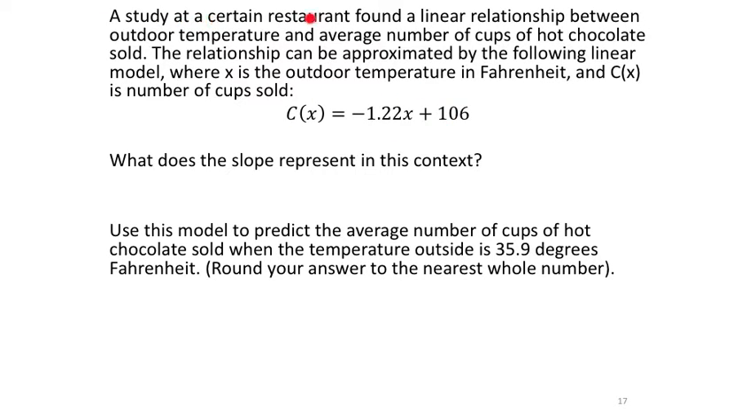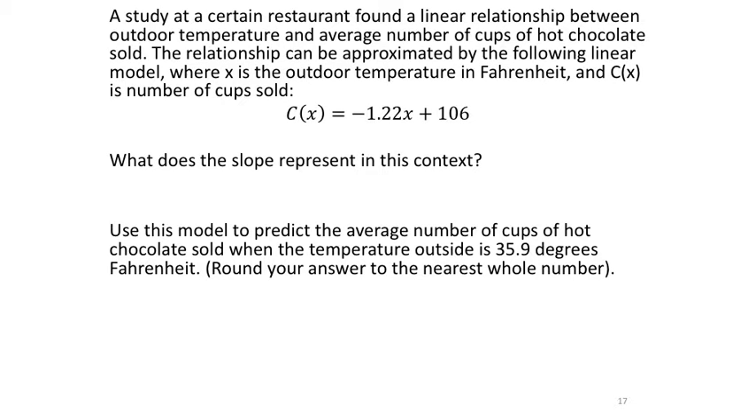All right, for this problem, they've given us the function right here. It says a study at a certain restaurant found a linear relationship between outdoor temperature and average number of cups of hot chocolate sold. The relationship can be approximated by the following linear model, where X is the outdoor temperature in Fahrenheit and C of X is the number of cups sold. So C for cups, X for Fahrenheit, I guess, but C of X equals negative 1.22X plus 106. What does the slope represent in this context?